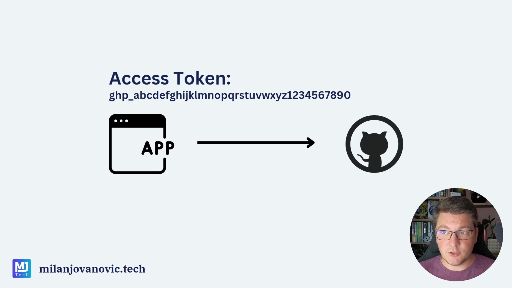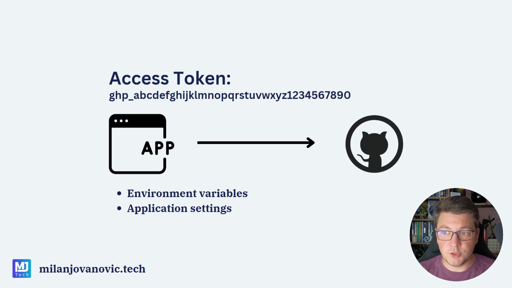The problem that we are trying to solve is that we need a way to securely store and use this access token from our application, so that we can talk to the GitHub API. A few options that we could consider for storing this access token is adding it as an environment variable. We can then reference this environment variable from our application and use it to interact with the GitHub API.